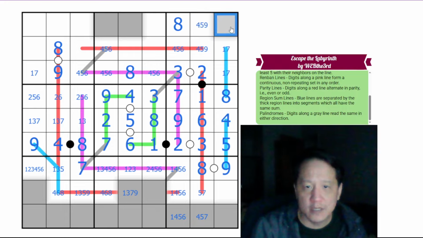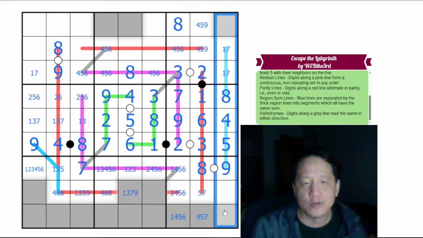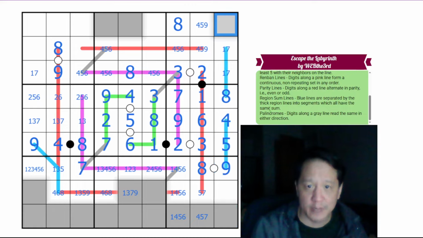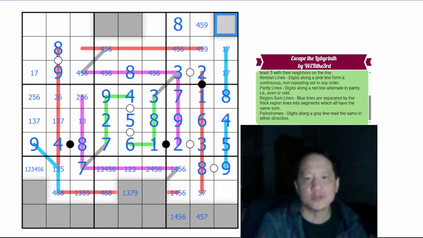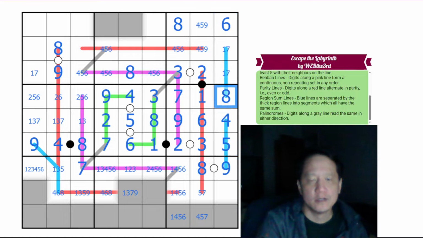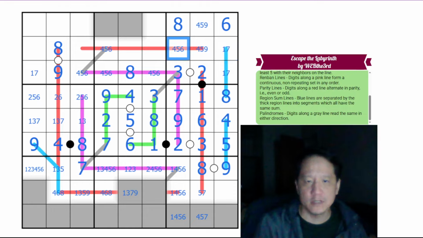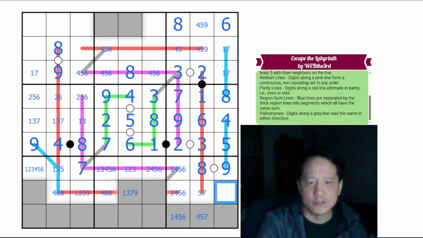Remaining digits in column 9, we have 2, 3, and 6. This cannot be 2 or 3, so this must be 6 here. Which means this can't be 6 here. This is 2, 3 as a pair here.